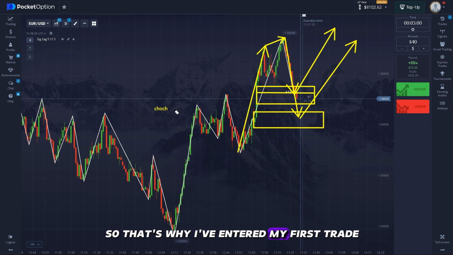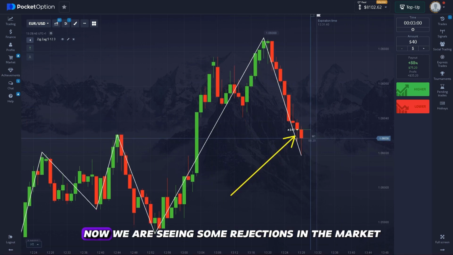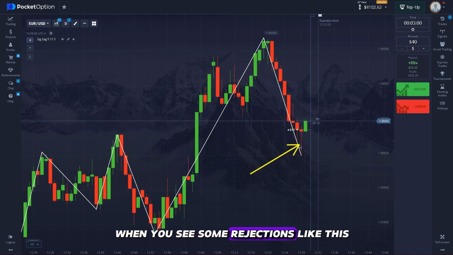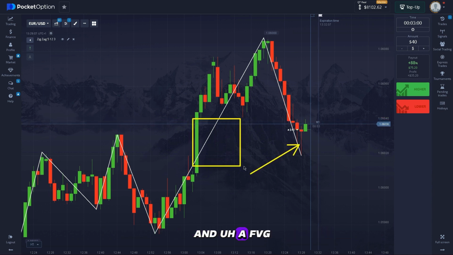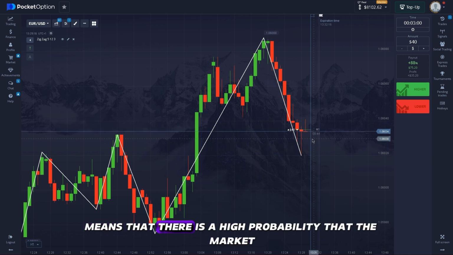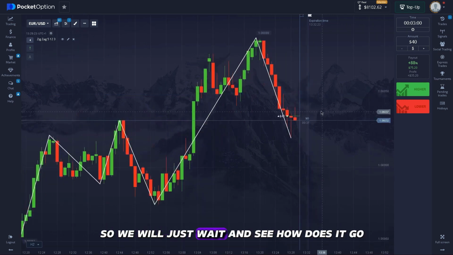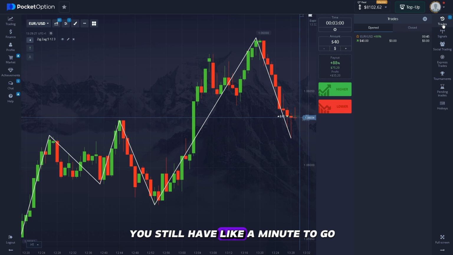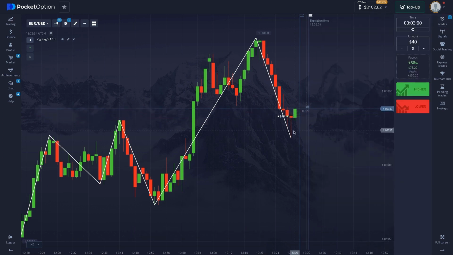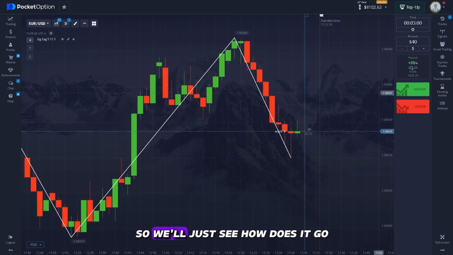So that's why I've entered my first trade. We will just wait and see how it goes. As you guys can see, now we are seeing some rejections in the market. When you see rejections like this in a FVG or in an order block, it most often means that there is a high probability that the market can easily reverse from here. We still have like a minute to go. I should have just waited for the rejections, but anyways, I've just entered, so we'll just see how it goes.